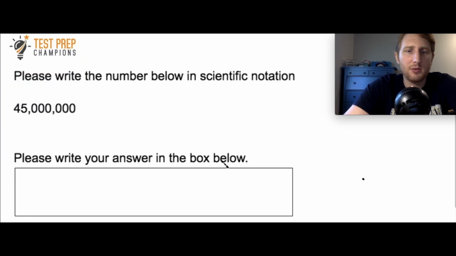Okay, so if you had trouble with this, don't worry about it. Basically, the idea with scientific notation is I want to take the decimal, which is always right here at the end of a number like this, and move it in between the first and second digit. So in other words, I want to take this decimal point at the end of the number and move it between the 4 and the 5.